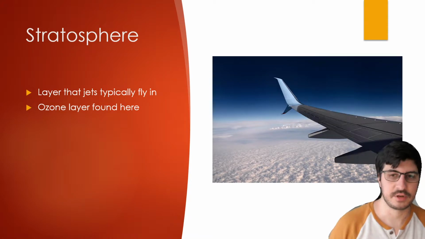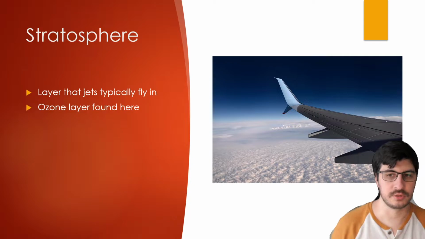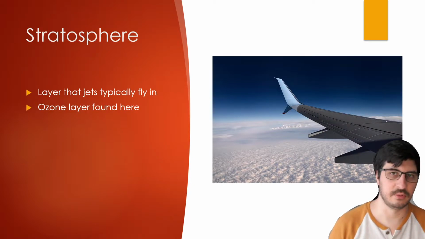Next up is the stratosphere. This is the layer that you typically would have your jets flying around in, and this is also where the ozone layer is found. So we'll be talking about this a little more in just a little bit.